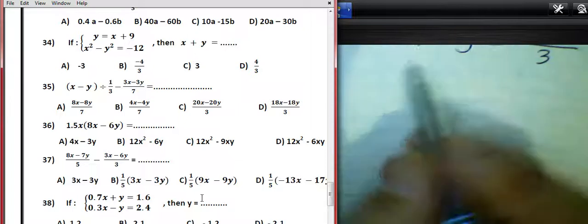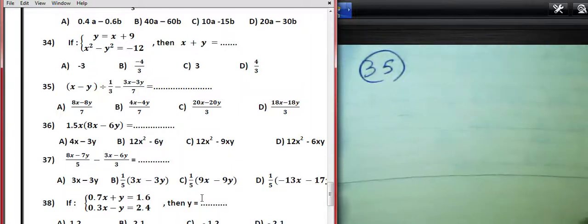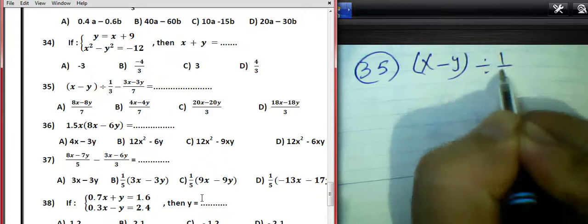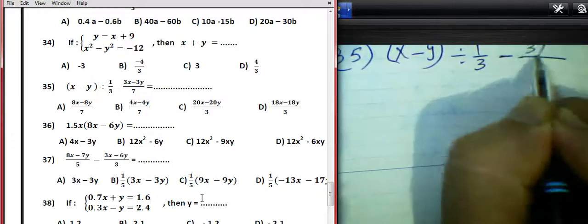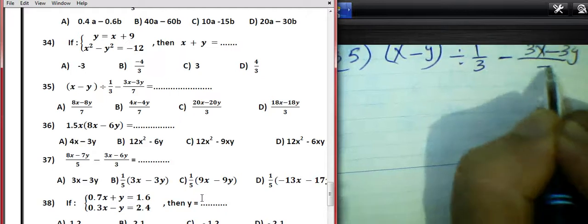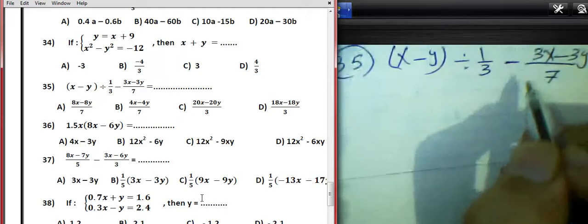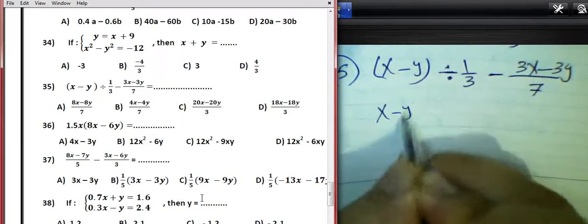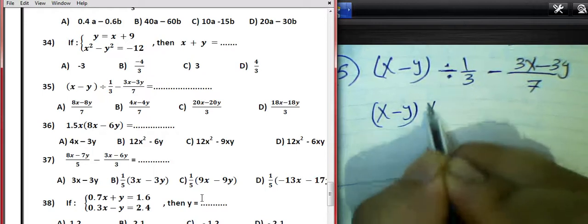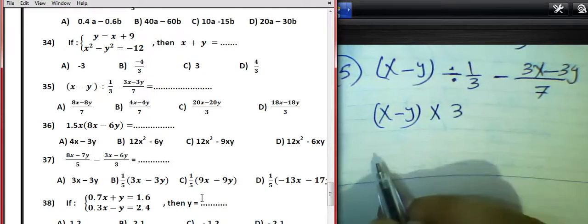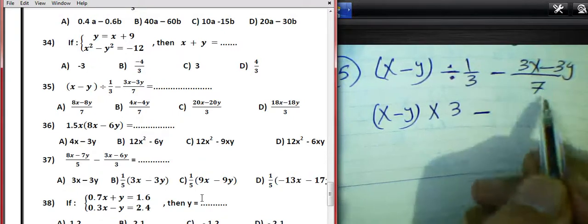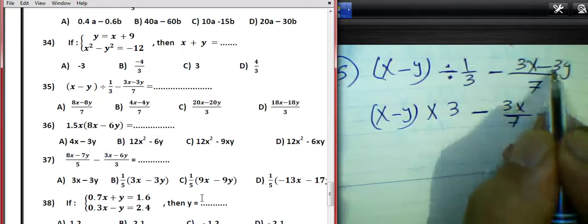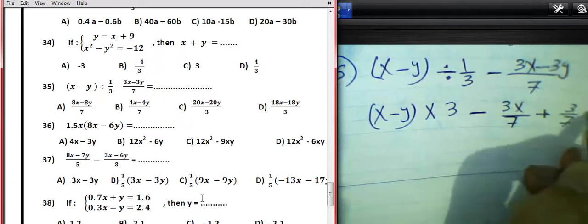Question 35. Look at question 35 with me. He gives us x subtract y divided by 3, subtract 3x subtract 3y over 7. You want to find the result of this expression. Look at these properties. We can convert division to multiplication, and 3 we can write here. Subtract 3x over 7, it will be 3x over 7. Negative times negative equal positive. 3y over 7, the result will be 3 over 7y.